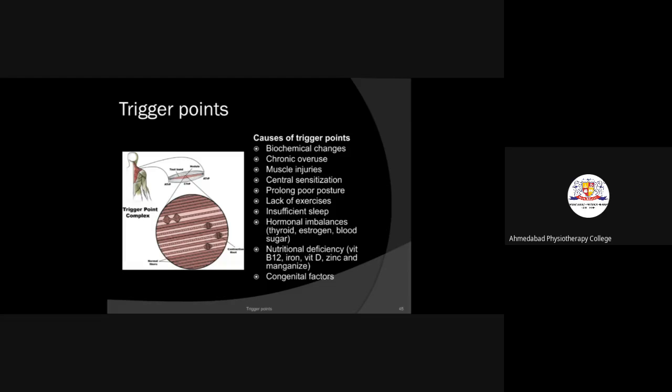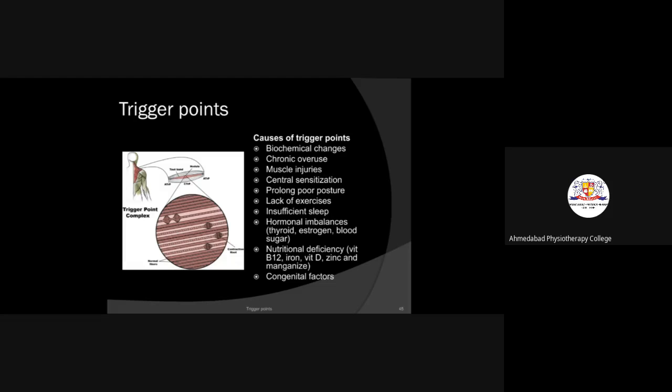Then there is nutritional deficiency, like vitamin B12, iron, vitamin D, zinc, manganese, and congenital factors like limb length discrepancy, hemipelvis, short arm. So these are the things which need to be evaluated carefully when you are treating a patient with trigger points.